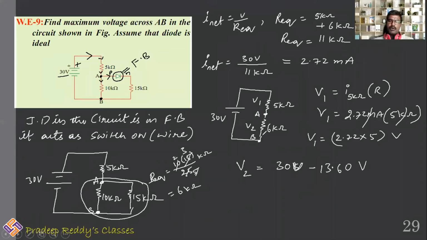Voltage dropped across this 6 kilo ohm: in order to find this, from 30 you subtract 13.60 volt. So V2 is approximately equal to 16.4 volt. This is VAB. Or directly you can write VAB is equal to I into 6 kilo ohm. I already know it is 2.72 milliampere. 2.72 multiplied with 6 gives you the net voltage, which is equal to 16.4 volt. This is how you can find out the voltage in the path AB.